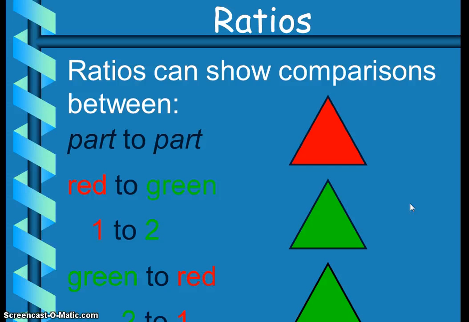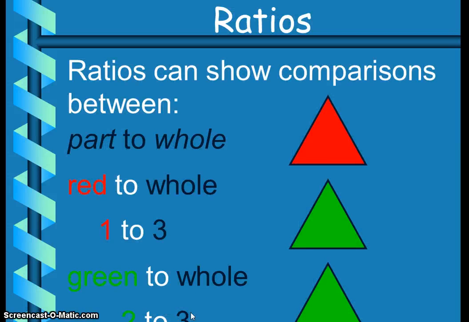So let's just look at a couple more comparisons here. If we were comparing red to green triangles, we would say 1 to 2. And we would say 1 first because it asks for red to green. Or if I said, what's the green to red ratio, you would say 2 to 1. Again, we can reference it to part of a whole. So if I said, what's the ratio of red triangles to total triangles, you would say 1 to 3. Or green to total, you would say 2 to 3.